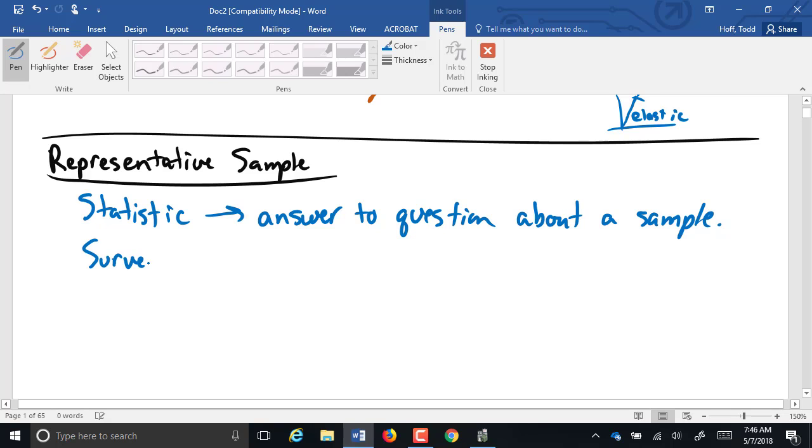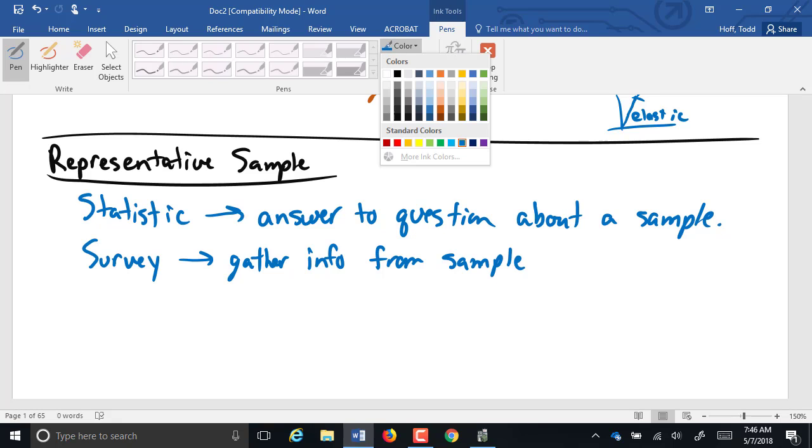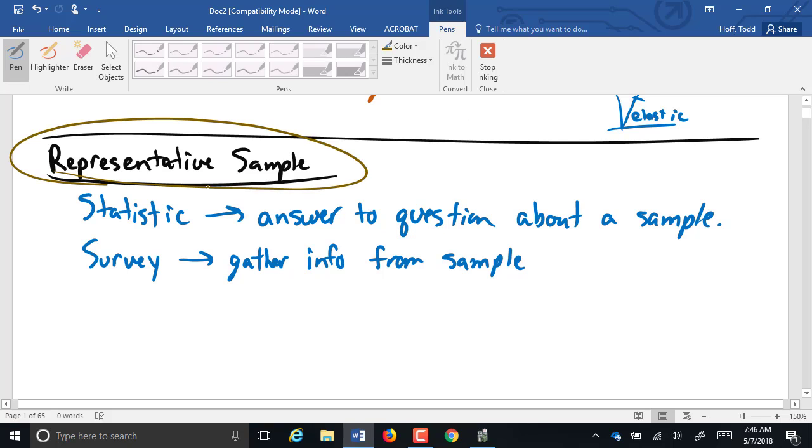So a survey is that process of gathering information from that sample. So the census gathered information from the whole population, the survey from a sample. Well, back to this idea of a representative sample. To be a representative sample, the sample statistics have to be approximately equal to the population parameters.